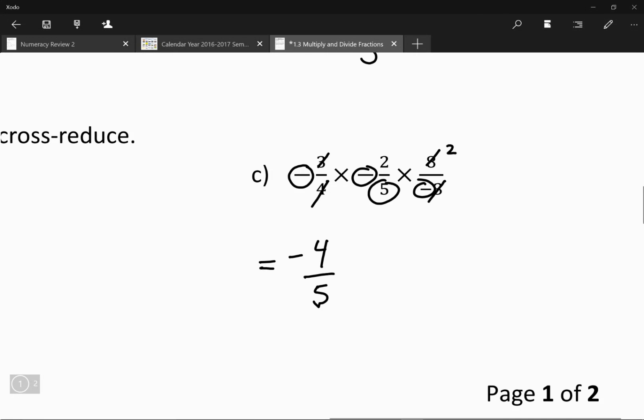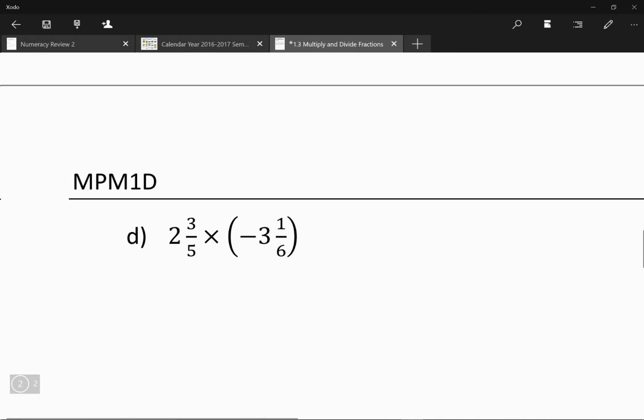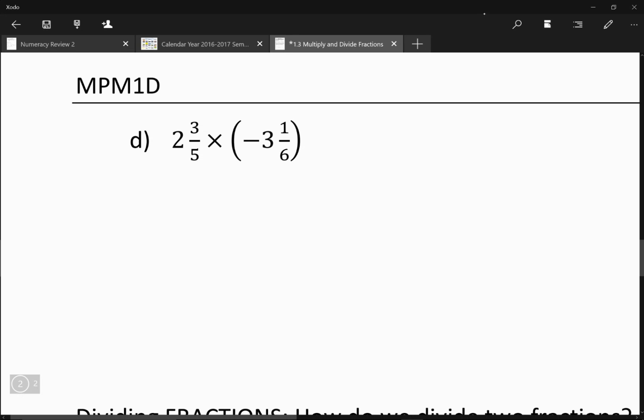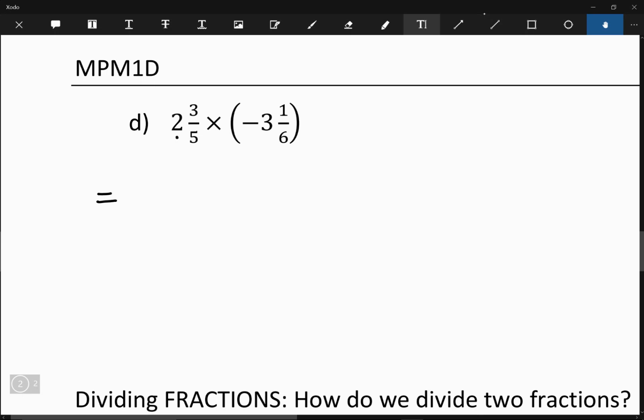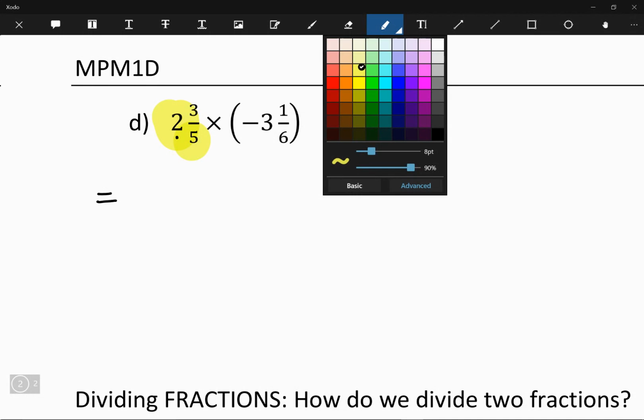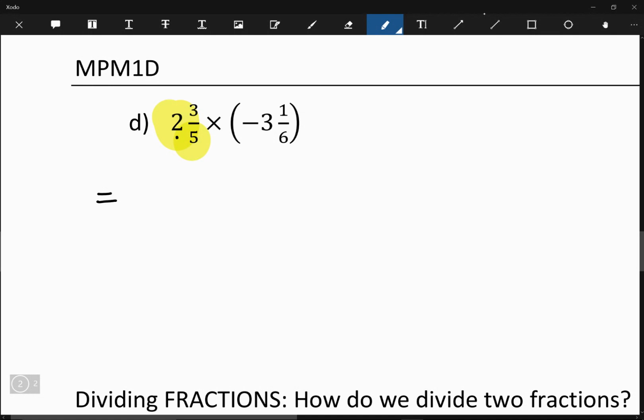Okay. Let's look at something a little bit more complicated now. So let's look at D, mixed numbers. So for mixed numbers, you have to convert them back to improper fractions. So let me remind you how to do that. Take your 2, multiply with the 5, and then you add your 3. So when you do that, you get 2 times 5, which is 15, plus 3 is 18. And then you keep your denominator as 5.